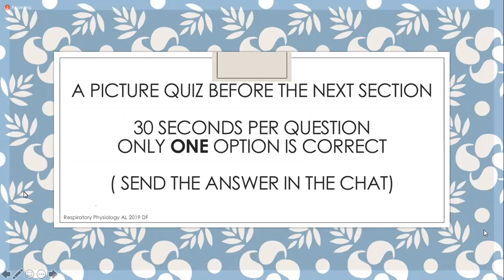Right. Now, before we go on to the next section, we'll do a small picture quiz, and please take 30 seconds per question. I will move the slides after 30 seconds. Of the questions that I'm giving, only one option is correct. You can send the answers in the chat feature. Please send the answers so that I know that you are all doing it. Otherwise, I will have to wait here, not knowing what you are doing. Just let me go to the stopwatch. Right. Okay, I'll be moving the slides every 30 seconds, okay?